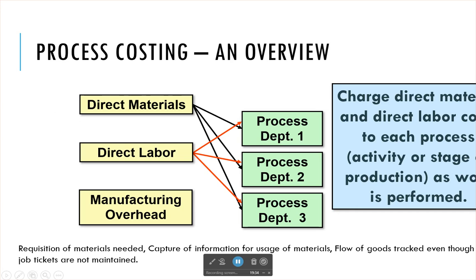So over the right, I know you can't completely read in the blue box. It says, charge direct material and direct labor costs to each process, activity, or stage of production as the work is performed. And then when you talk about a unit cost, you're going to talk about the units that are actually created when you get to the last step, which is your last process in Department 3. You're still allocating costs to units, by the way, except you're allocating it to probably a large batch which is being produced.